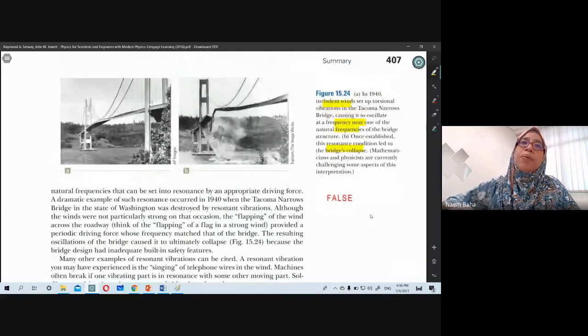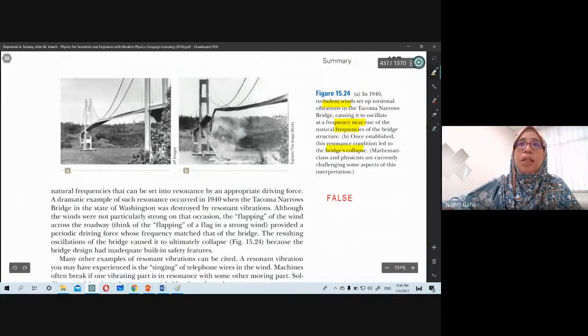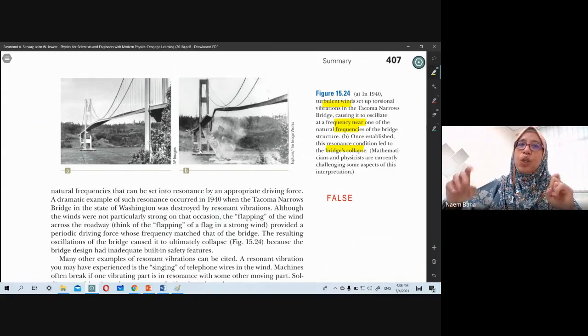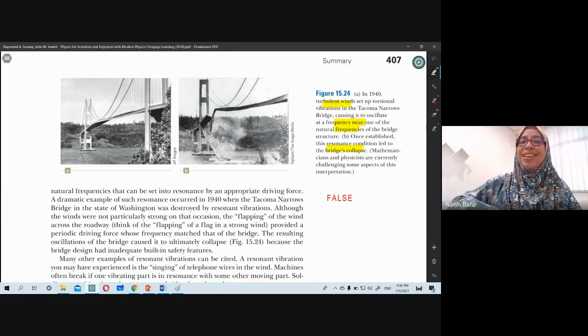Your task is to watch this video of Tacoma, and write a short paragraph in my Padlet. Everyone can like everyone's descriptions there.